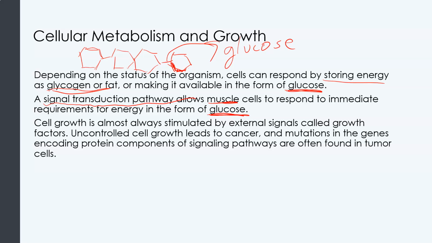Cell growth is almost always stimulated by external signals called growth factors. I think one that we already discussed was epidermal growth factor. Uncontrolled cell growth leads to cancer. Uncontrolled mitosis or uncontrolled cell growth leads to cancer. And mutations in the genes encoding protein components of signaling pathways are often found in tumor cells.